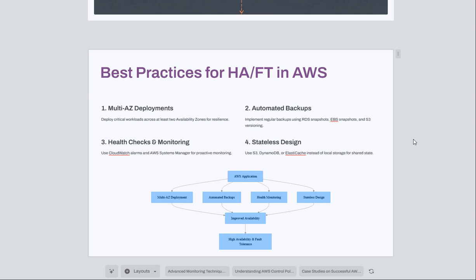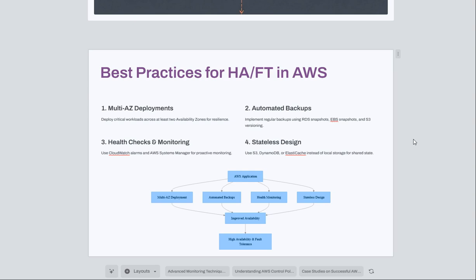Stateless design: use S3, DynamoDB, and ElastiCache instead of local storage for shared state. So it's just telling you to use reliable services like S3. It's automatically replicated across three zones, and you don't need to do it separately. So DynamoDB and ElastiCache instead of local storage, depending on whatever you want, right?